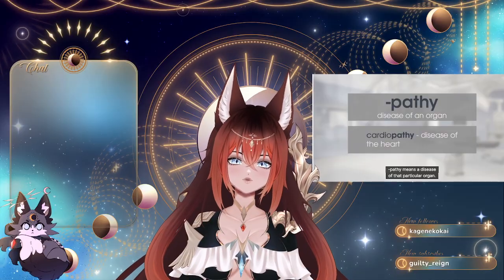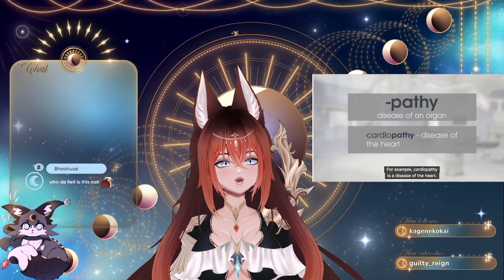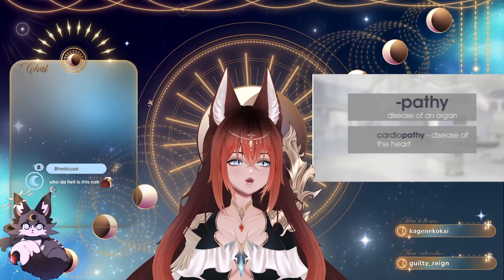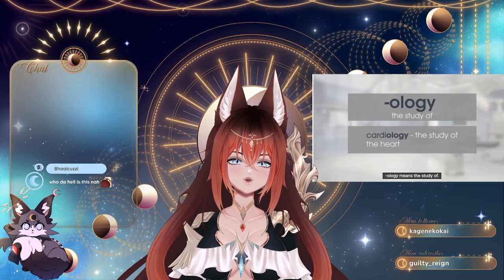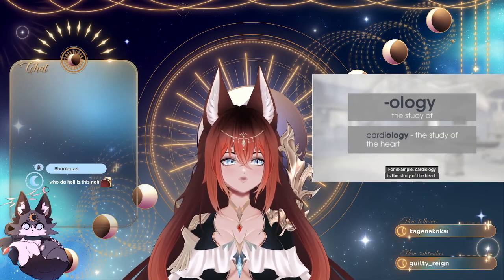Pathy means a disease of that particular organ. For example, cardiopathy is a disease of the heart. Ology means the study of. For example, cardiology is the study of the heart.